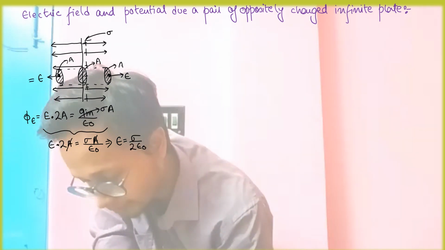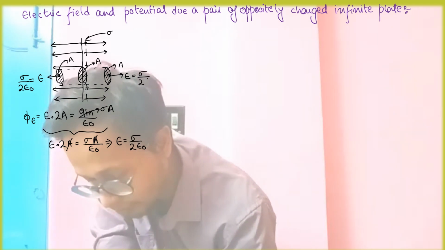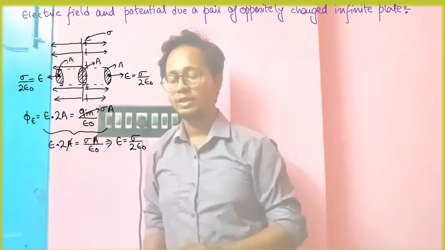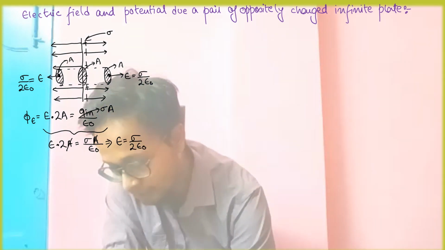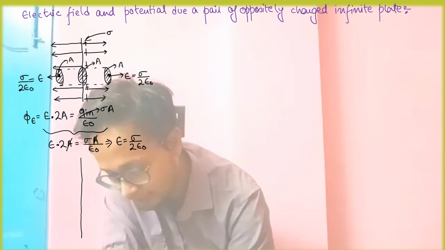So out here the electric field is equal to sigma by 2 epsilon naught, and out here also the electric field is equal to sigma by 2 epsilon naught. Okay, so this much you have understood. Now let's take a negative plate of the same size.